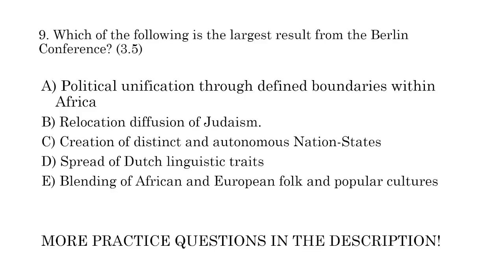D, the spread of Dutch linguistic traits. So this one here, spread of Dutch. Dutch is from the Netherlands, and the Netherlands was part of the scramble for Africa, and a lot of different countries within Europe have people that speak Dutch.